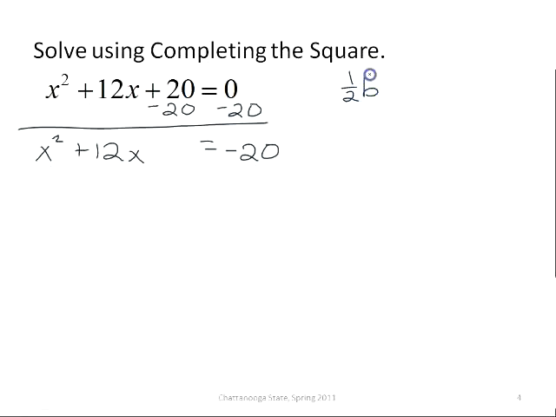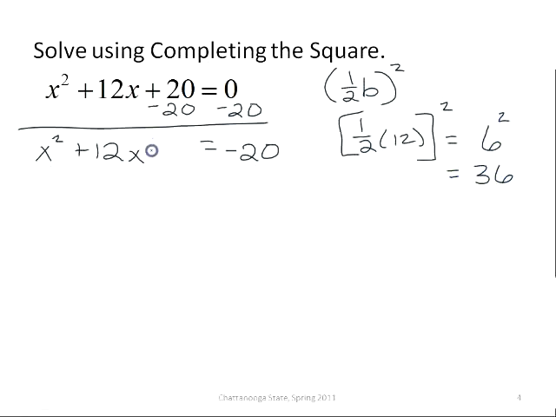Now, I want to add half of b squared to both sides of the equation. So that's going to be half of 12 squared. Half of 12 is 6. So 6 squared is 36. I'm going to add 36 to both sides of my equation.